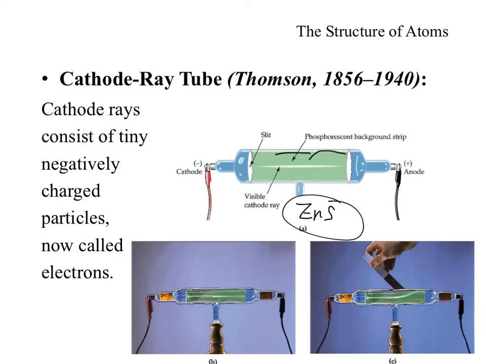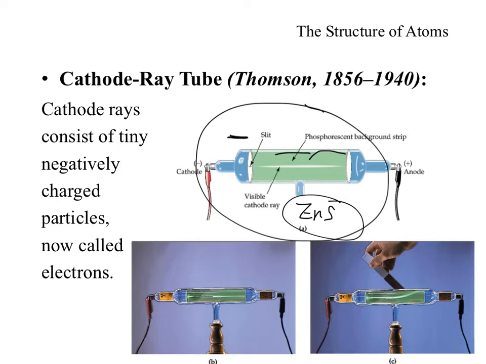Now, the other thing that he figured was basically he wanted to check whether there is charge associated with this glow. And so what he did was he set up this entire experiment in presence of an electrical field. So what he saw was that as he brought a negative charge close to this tube, the glow got deflected away from the negative charge towards the positive charge.